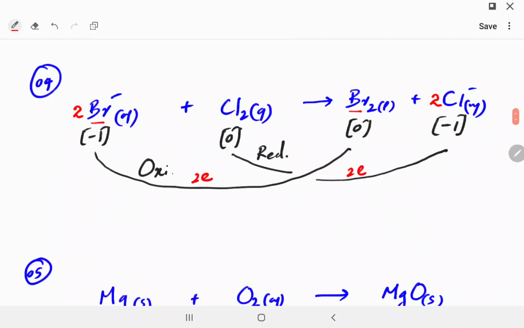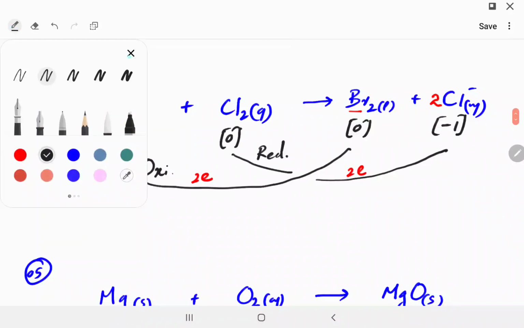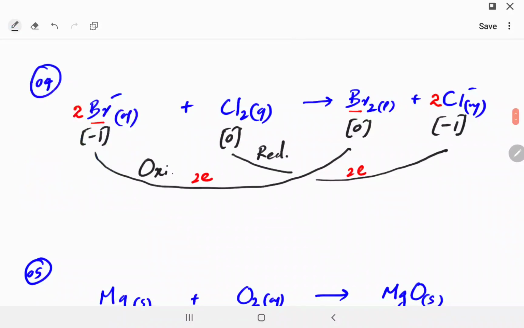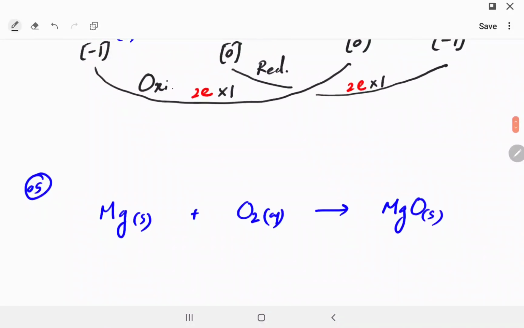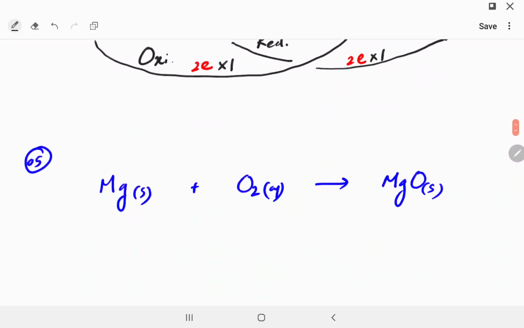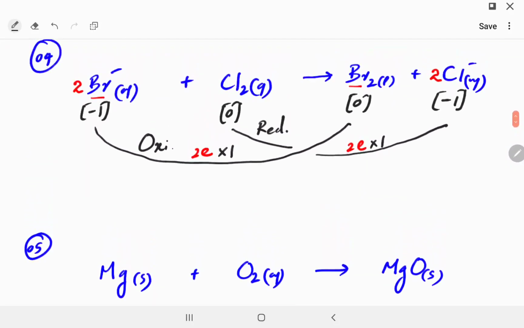So this one is simple. Why? Because both oxidation and reduction lose or gain 2 electrons, so therefore it is already balanced. The electrons are already balanced. You don't have to do anything. This reaction is already balanced.